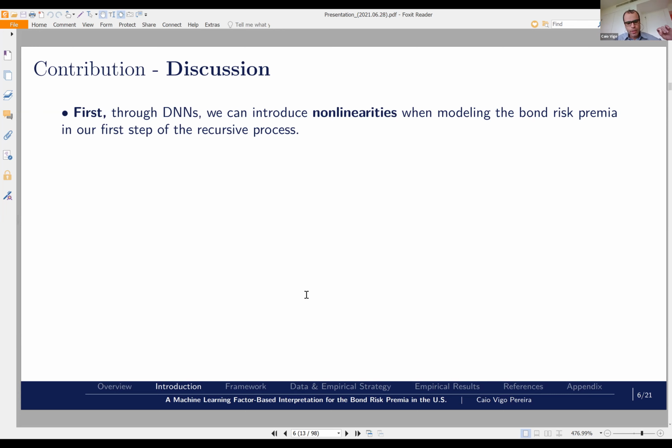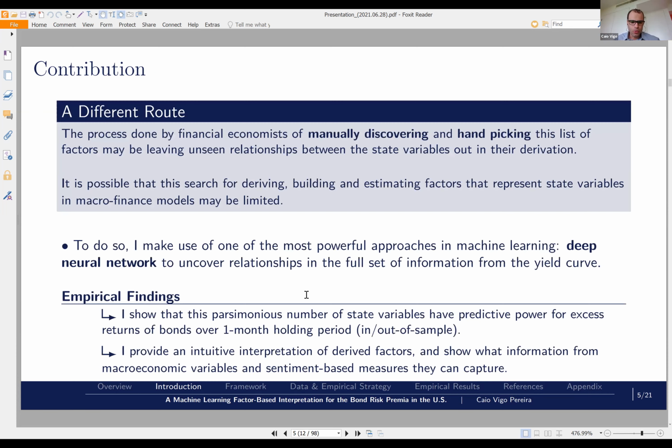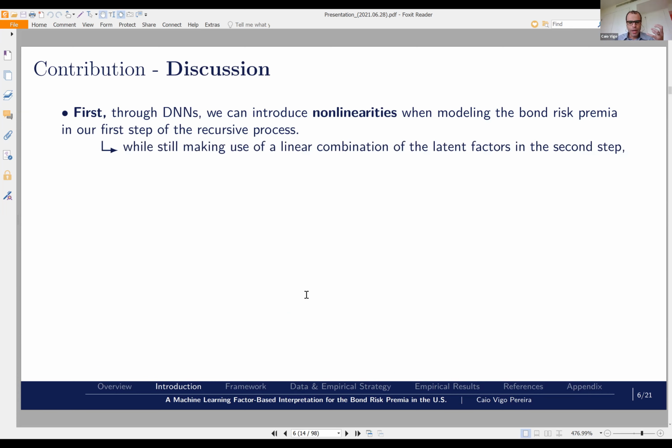This is important. But at the end of the day, after I do the first stage, I will answer the question that I pose here: what's the linear combination? And I will do this in the second stage. I will do a linear combination of the hidden factors that I find through a deep neural network. So I'm adding nonlinearities that were not considered before. And at the end of the second stage, I do the linear combination that Cochrane wants us to find. What's this linear combination? And I also do this generating a parsimonious number of factors, 2 state variables, spanning and unspanning factors.